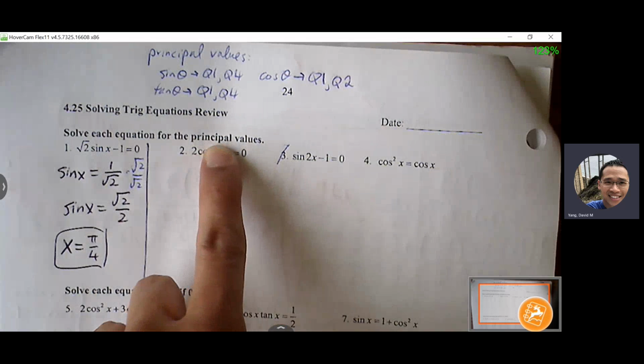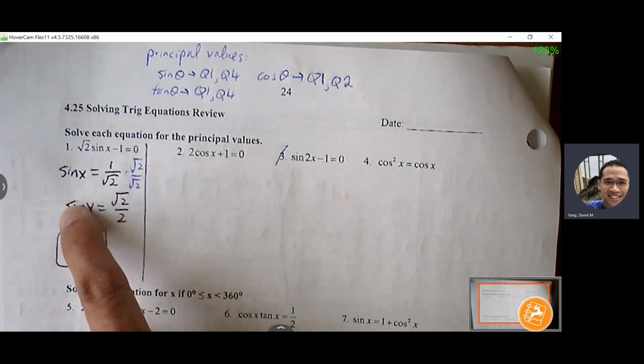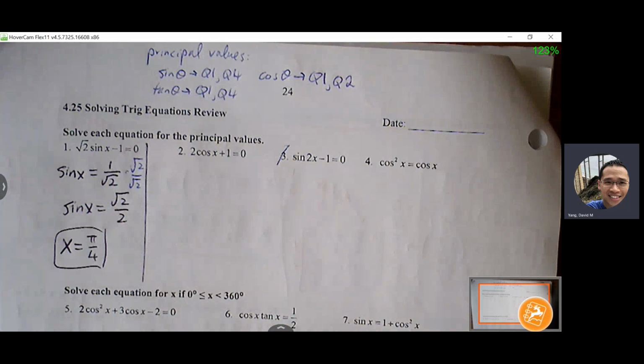The sine is like that representing the whole unit circle, but it's lowercase. Well, yeah, usually uppercase would indicate that we're dealing with principal values, but the direction says principal values. So okay, from there, we're just reading the direction. But normally it should be uppercase.